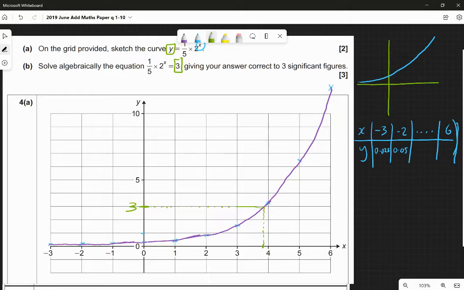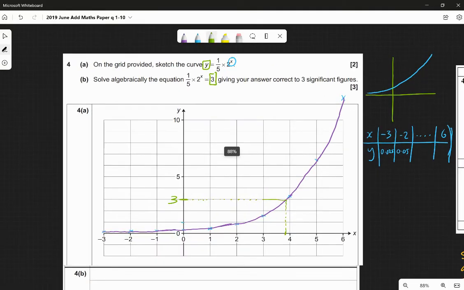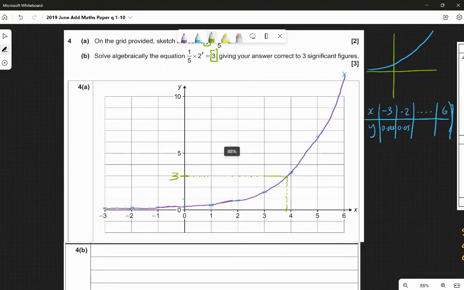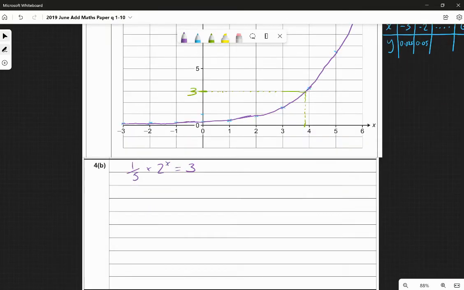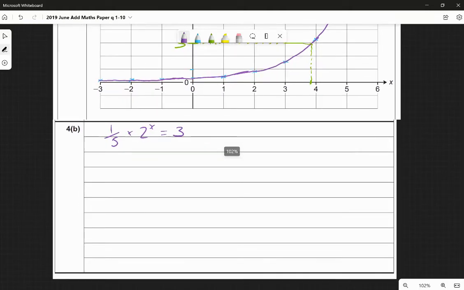But it's asked me to solve this algebraically. So we're going to solve it using the way we solve exponential equations, which is using logarithms. Firstly, I'm going to write down that equation. A fifth times 2 to the power of x is equal to 3. Firstly, I just want to know what 2 to the power of x is equal to. So I would divide both sides by a fifth, or in other words, multiply both sides by 5. So 2 to the power of x would be equal to 15. Since a fifth of it is 3, then it itself is equal to 15.